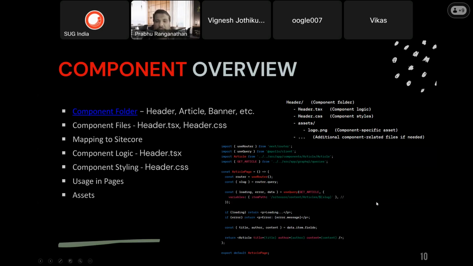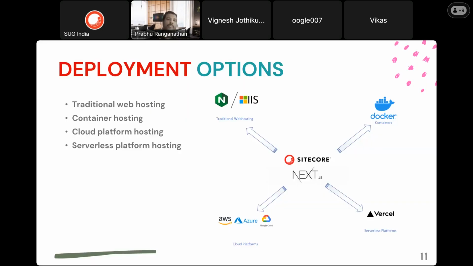So how it has to be rendered, those logics you have to implement in that component. This is the component overview. And coming to the deployment options, I create the Next.js application in Sitecore. What are the ways of deploying that to make it an application?